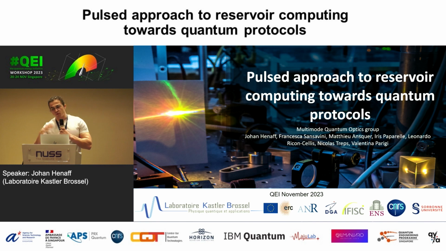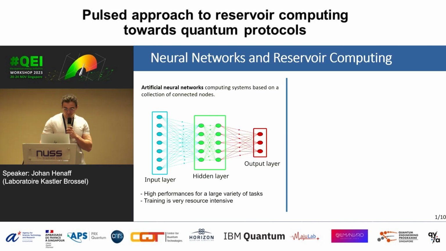And so, in the first place, I will talk about what reservoir computing is, and then I'll talk a bit about how we want to make it quantum. So first, what is reservoir computing? You're probably all familiar with neural networks. Artificial neural networks became very popular in the last decades. So just a quick reminder, here you have the general structure of a neural network.